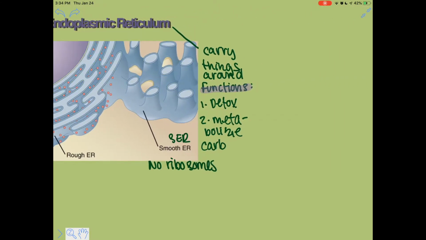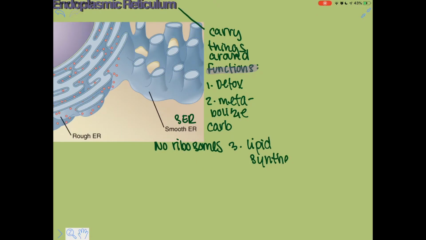Thirdly, the smooth endoplasmic reticulum is able to do lipid synthesis, or the creation of lipids. Lipids are another major macromolecule for the human body, and they're a great way to have energy stored in the form of fat. And so lipids is another way of saying fat.